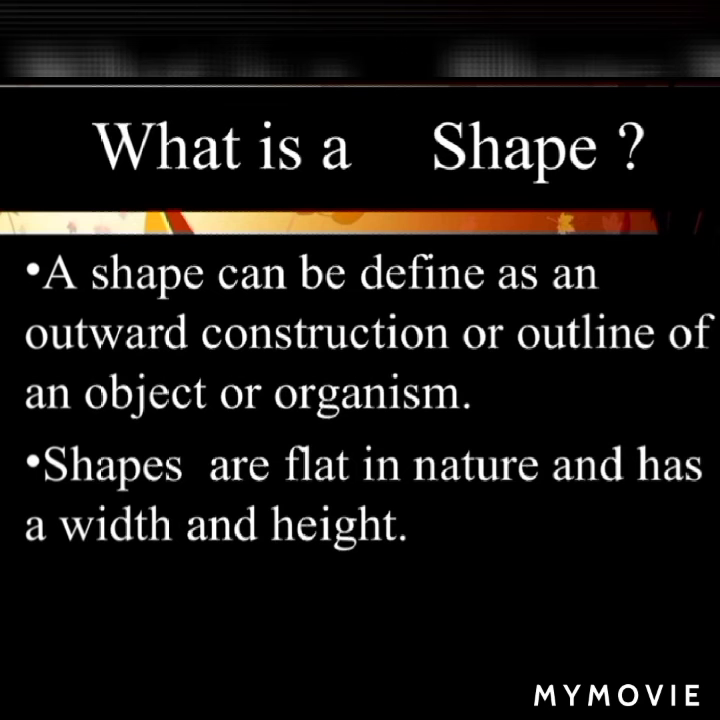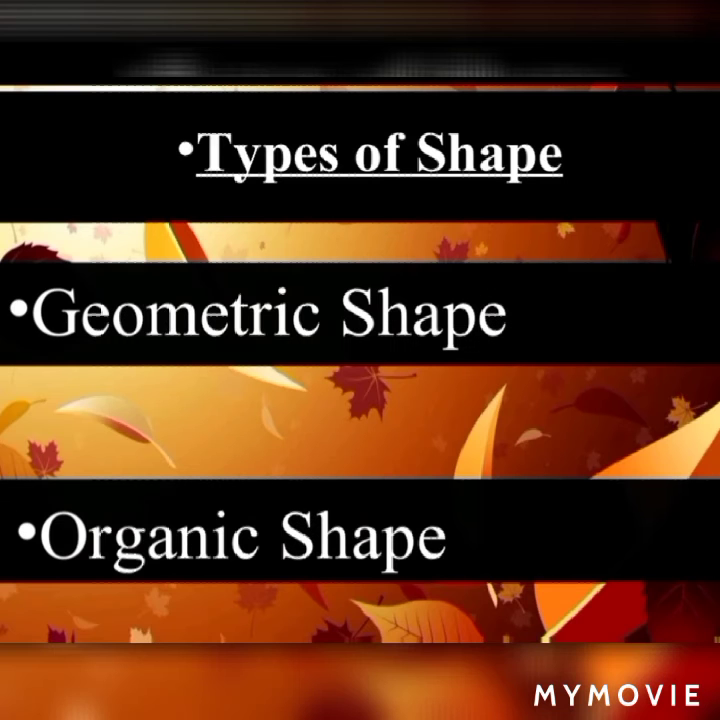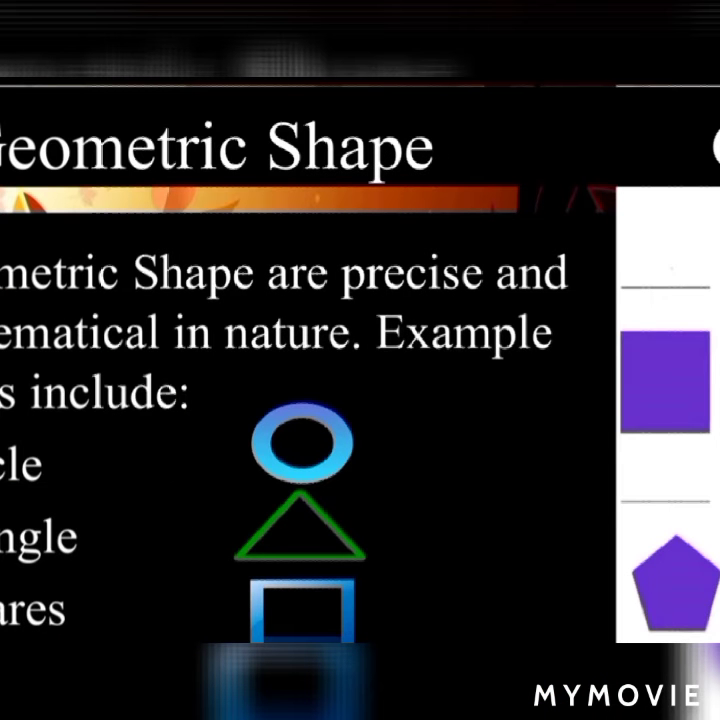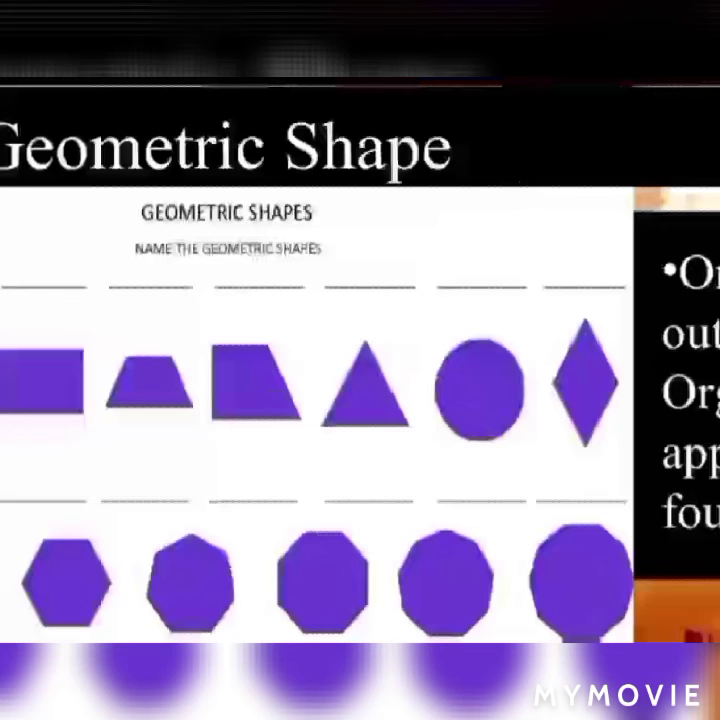A shape can be defined as an outward construction or outlining of an object or organism. Shapes are flat in nature and have a width and height. Shapes are also known as silhouettes. Types of shapes we have are geometrical shape and organic shape. Geometrical shapes are precise and mathematical in nature. For example, circle, triangle, square. These all are examples of geometrical shapes.